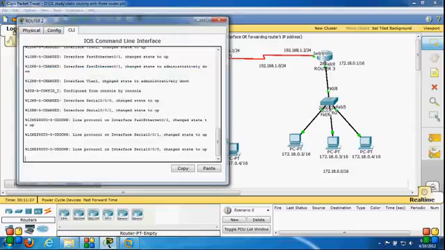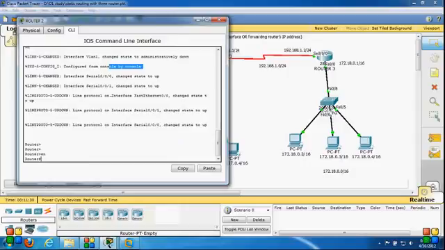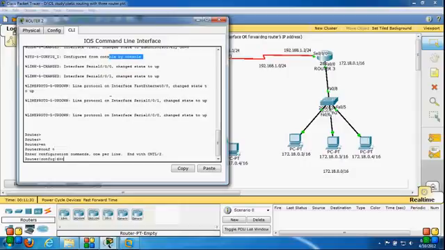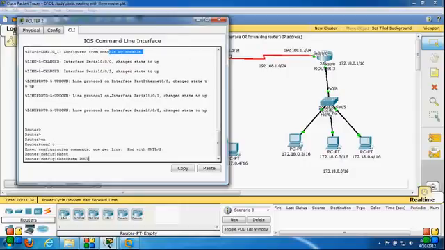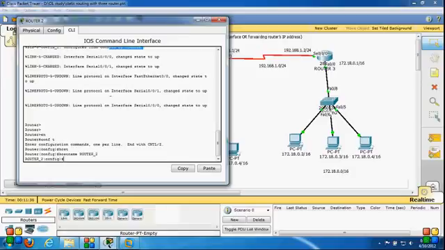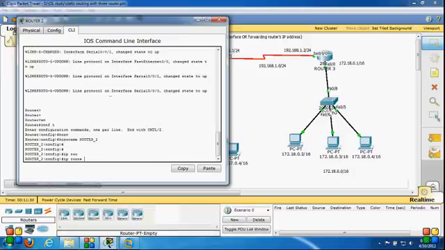So let's configure again on router 2 and 3. Let's enable, config t. Host name is router 2. Now IP route.